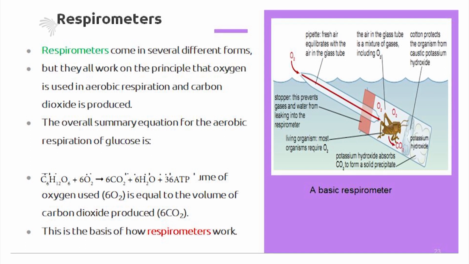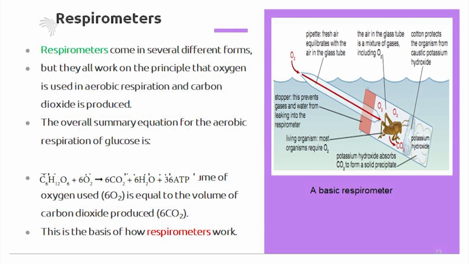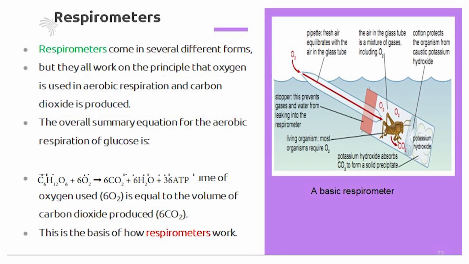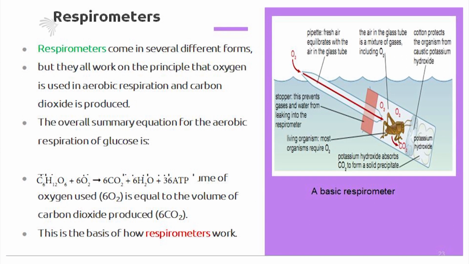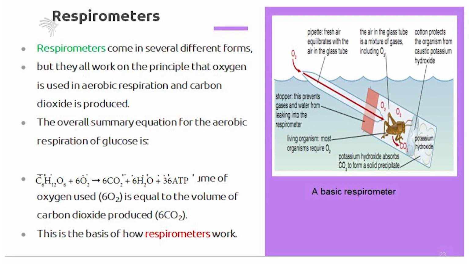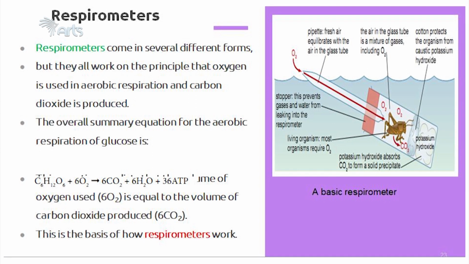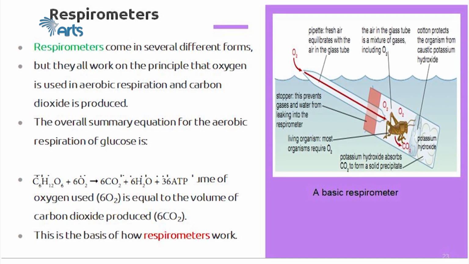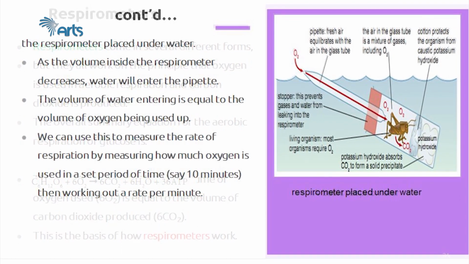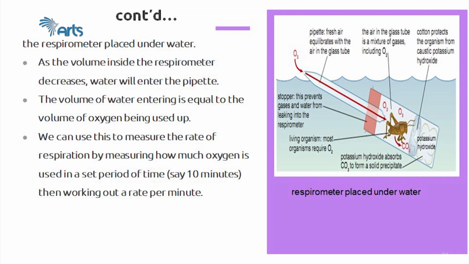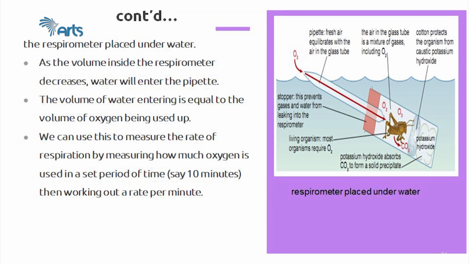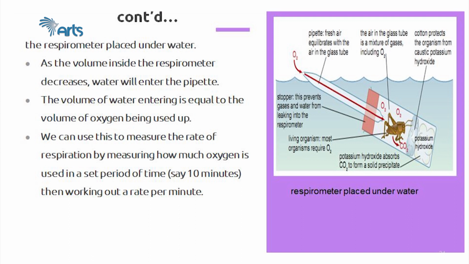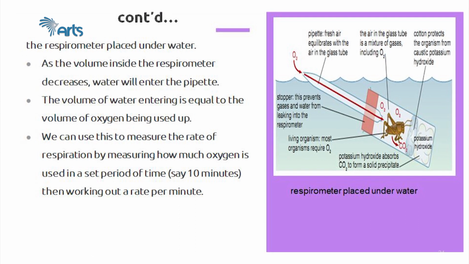Here in the slide, there is an organism like an insect inside a tube, and that tube is extended with a pipette, and inside there is potassium hydroxide, which is used to trap the carbon dioxide, so that the organism, when it breathes, consumes oxygen. The carbon dioxide is absorbed by potassium hydroxide, only the oxygen is consumed, so water enters the tube equal to the volume of the oxygen. A respirometer is used to measure how much oxygen is utilized by the organism.